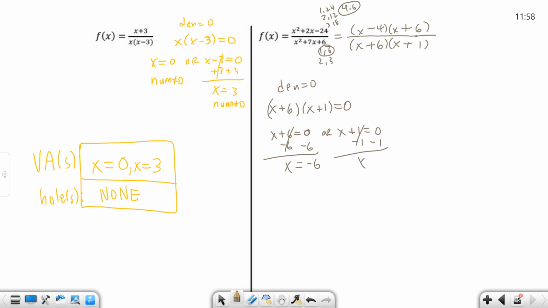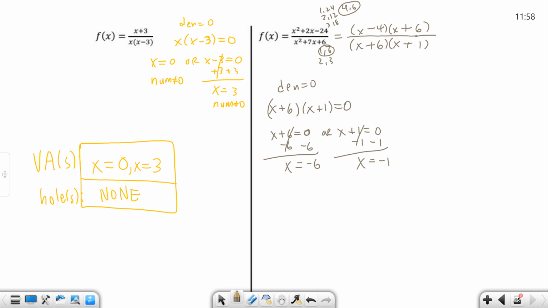We're going to subtract 1. X cannot be negative 1, or is negative 1, I should say. So those are my two possibilities, either as a hole, a vertical asymptote, or both one or the other, okay? But nothing else can be either one. Only these can be vertical asymptotes and holes.